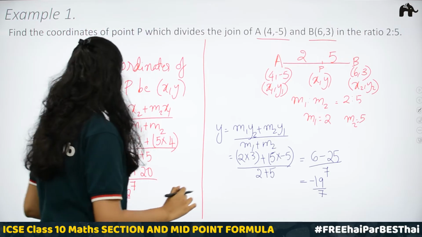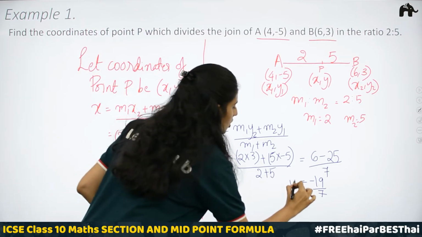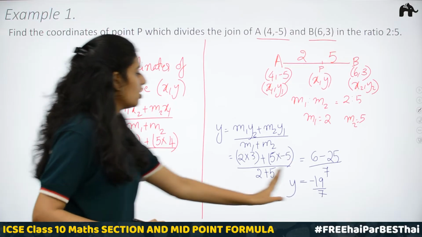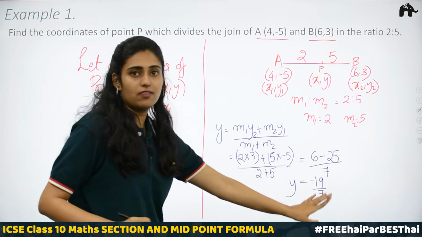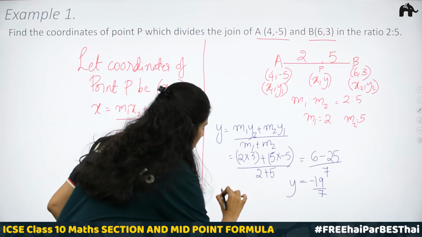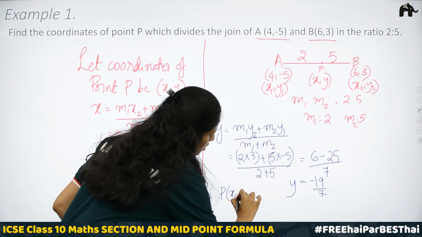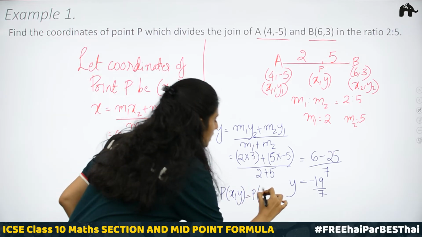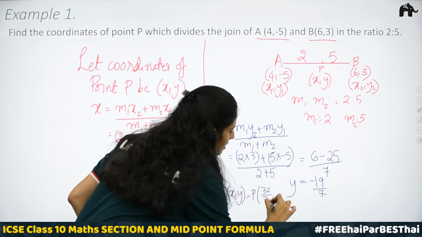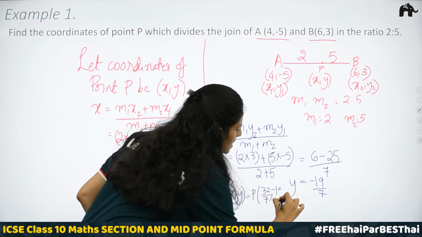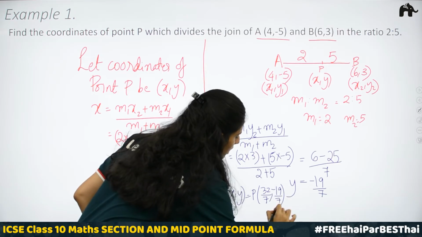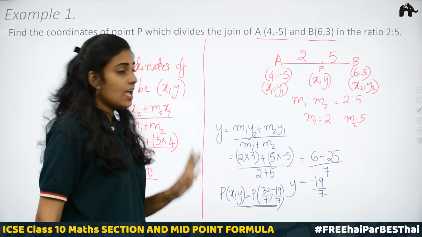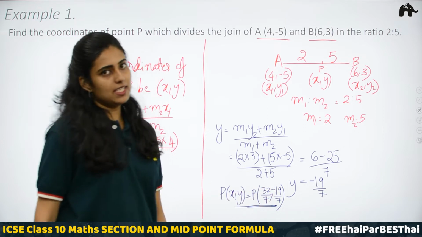We got the x coordinate and the y coordinate. X coordinate is equal to 32 divided by 7 and y coordinate is equal to minus 19 divided by 7, which means our point P x comma y is equal to P 32 by 7 comma minus 19 by 7. Coordinates of point P: x coordinate is 32 by 7 and y coordinate is minus 19 by 7.